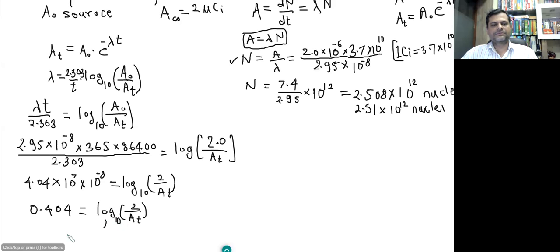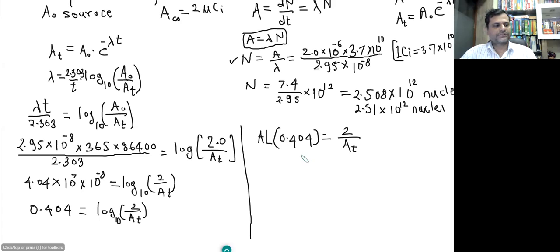And in order to find out A here, we will just have to take the anti-log of this. तो log इस तरफ हम लेके जाएंगे तो वो anti-log बन जाएगा actually. So next part we'll do it here. So the next part will be anti-log of 0.404, which is going to be equal to 2 upon A. Correct है. So find out anti-log of this 0.404. Yes, if you have the log table you can easily do it.